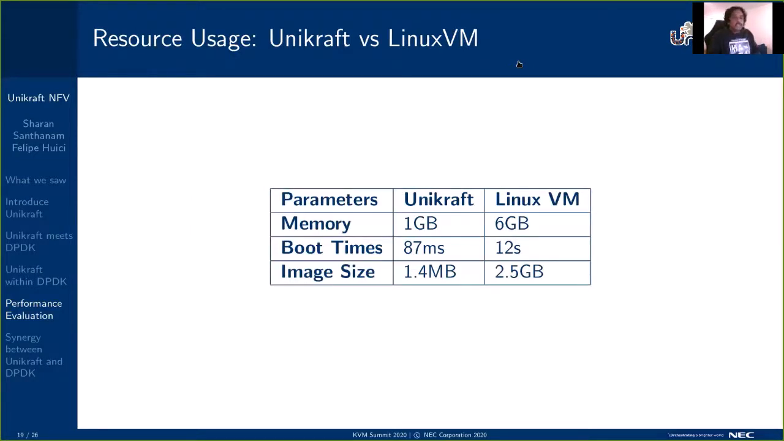In terms of resource usage, to run the DPDK application Unikraft needed just 1 gigabyte of memory, whereas the Linux VM needed 6 gigabytes. So it's about a 6x saving. The boot time of Unikraft is about 87 milliseconds, whereas the unoptimized Linux VM boot time is about 12 seconds. The Unikraft image is about 1.4 megabytes in size, whereas the Linux VM is about 2.5 gigabytes. So it's a huge order of magnitude difference in terms of resource usage.